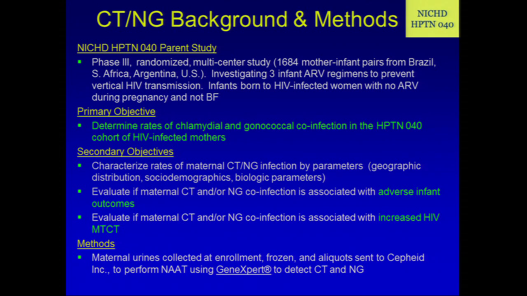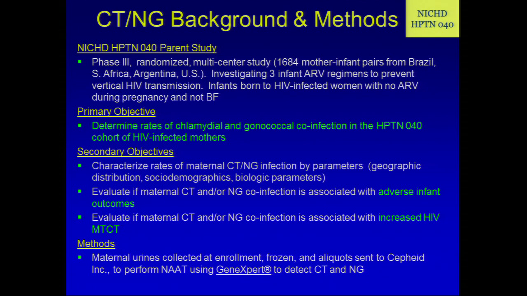Our study was a secondary analysis of a parent study, the NICHD HPTN 040 study. That parent study was a randomized phase 3 trial that looked at mother and infant pairs from Brazil, Argentina, the United States, as well as South Africa. That study was focused on investigating 3 different infant antiretroviral regimens to prevent HIV vertical transmission to infants born to HIV-infected women who didn't receive any antiretrovirals during pregnancy, so they were very high risk and were also not breastfeeding.